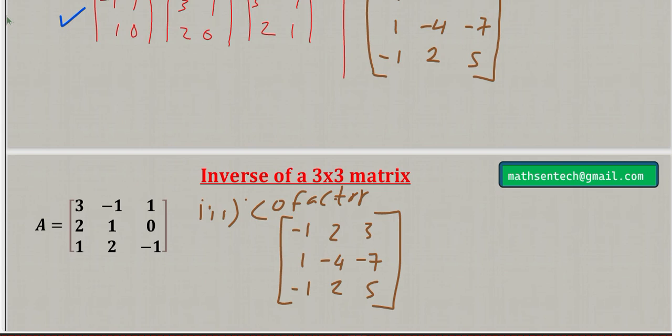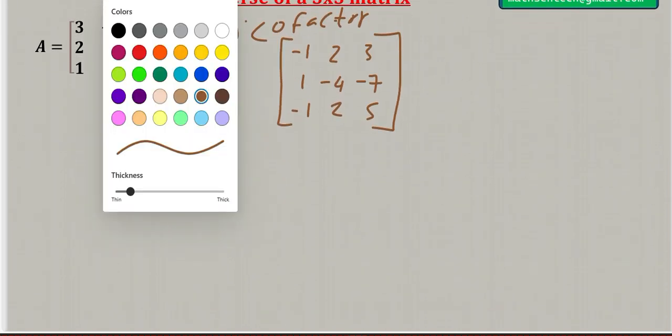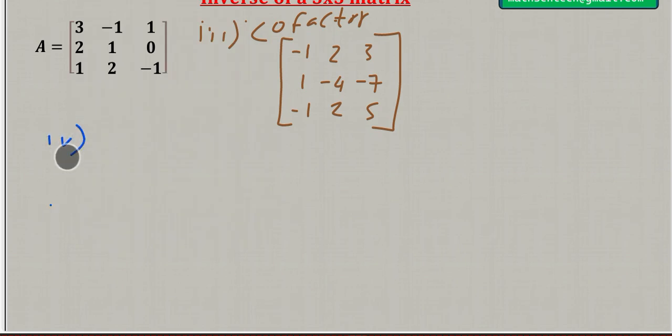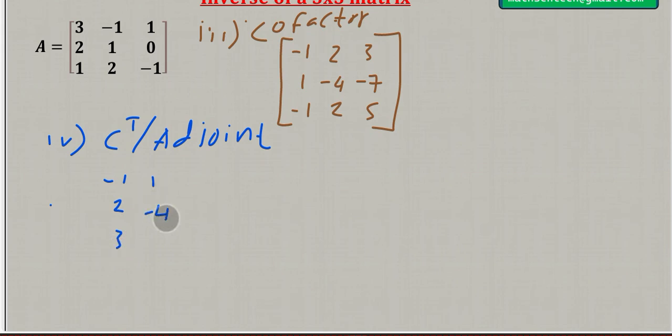We have the matrix there. So the next thing, which is step 4, let me just put it here. Step 4 now is getting the cofactor transpose, which is also called the adjoint. So getting the adjoint or the CT is simply changing the columns into rows or the rows into columns. So that will be easy. So you start with the first row, make it into a column. That will be negative 1, 2, and 3. Go to the next row, which is 1, negative 4, negative 7. Then go to the other one, which is negative 1, 2, and 5. And you're done with that. So now you have your CT or the adjoint.